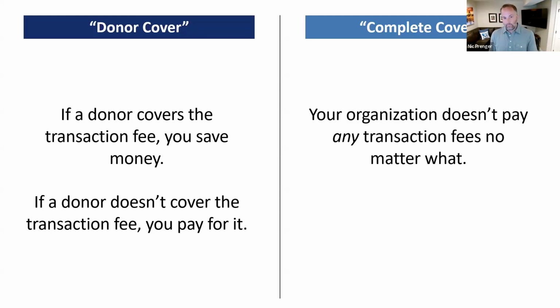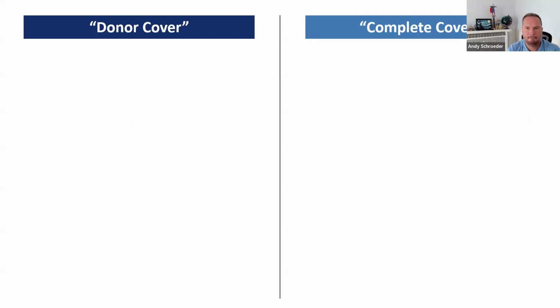Complete cover. If you turn on complete cover, for all the gifts that come through there, your organization doesn't pay any transaction fees. If somebody donates $100, you're getting $100 regardless of what the donor checks or unchecks. Blackbaud is making a promise to you that you are going to get every dollar of the original gift that is intended. That sounds like an amazing deal. I can see why a lot of people are excited by that. You have to read the fine print though and understand what's actually happening so you can make an intelligent decision on what's right for you.